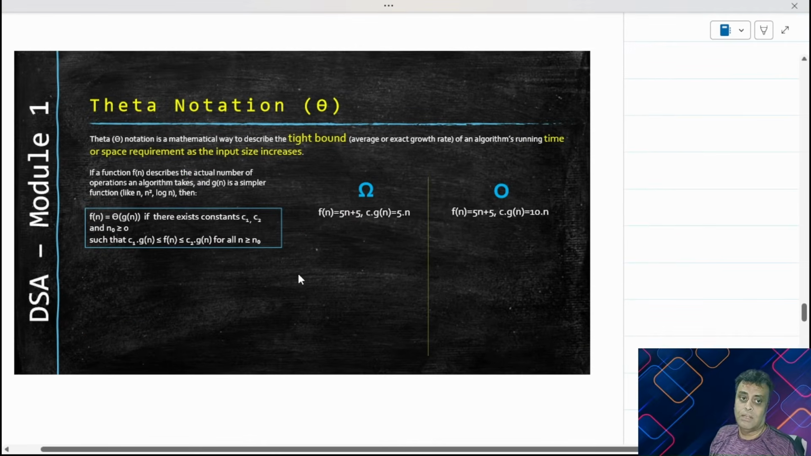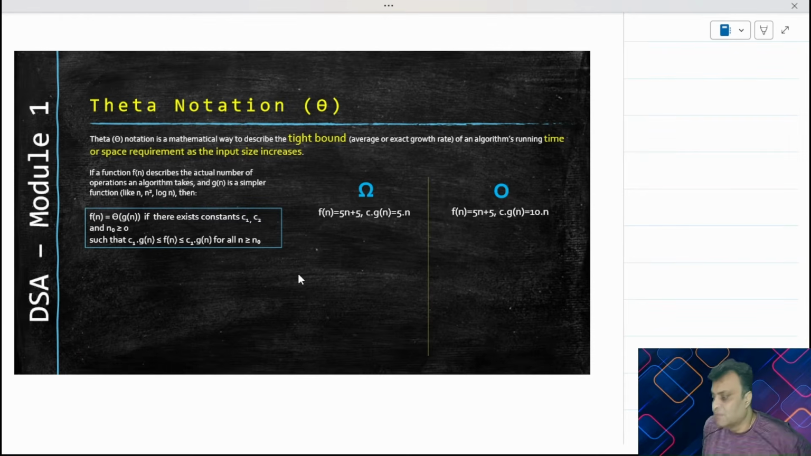Now that you know that for a complex polynomial, which you cannot represent in terms of the conventional complexity classes of time complexity, you would rely on the upper bound and lower bound provided to you by big omega and big O. We are now talking about theta. Now what is theta? Theta is a tight bound.